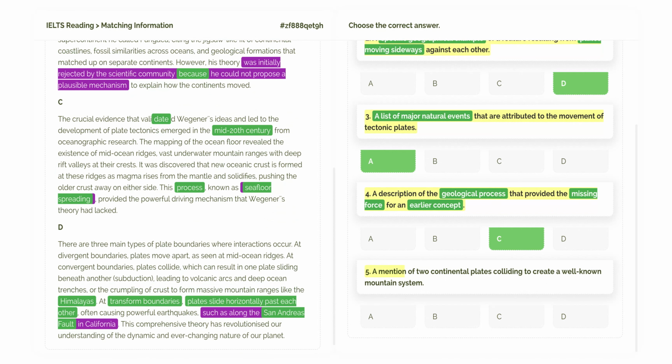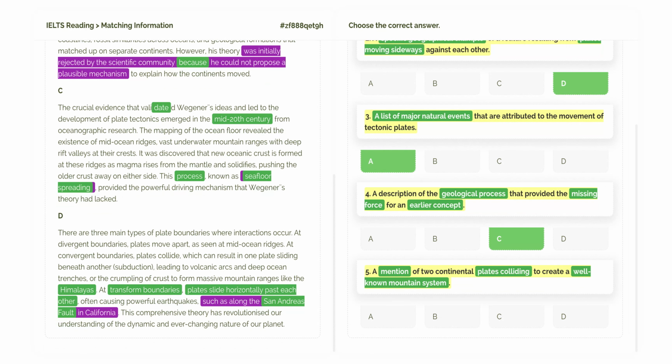A mention of two continental plates colliding to create a well-known mountain system. For our last question, we need to find a mention of plates colliding and a well-known mountain system. Again, this asks for a specific, named example. Our map points us to paragraph D, which we noted for its specific geographical examples related to different plate interactions. The final answer is D.